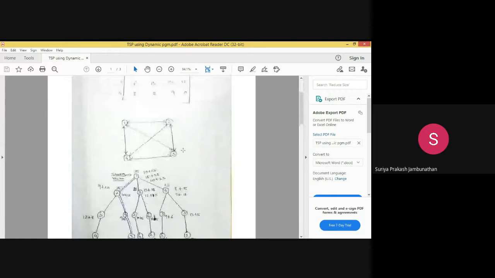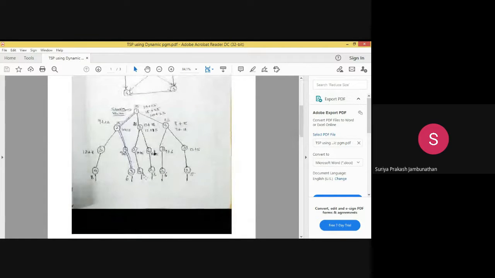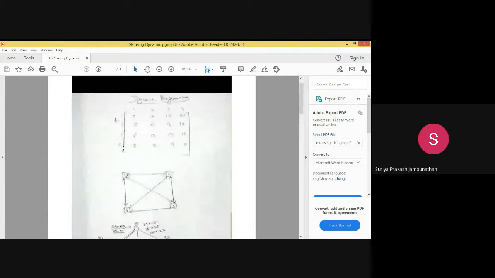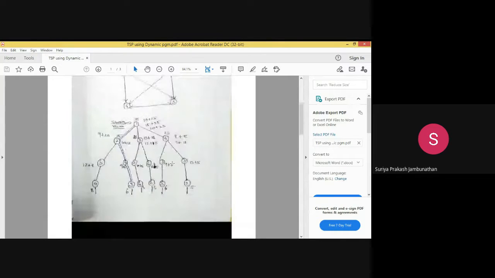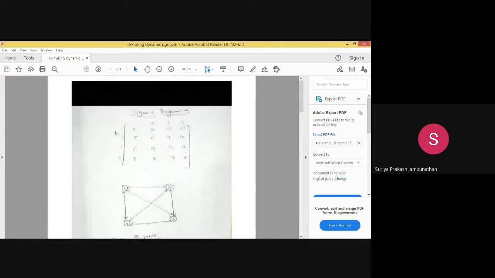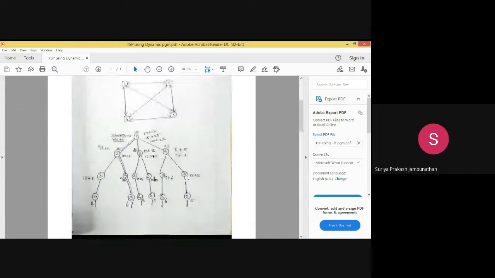So 10 plus 8. 8 is the calculation from 4 to 1 that we are adding here. 4 to 2, what is the value? 4 to 2 the value is 8. So 8 plus 5 we are doing. Then again 2 to 3. 2 to 3 the value is 9. 9 plus 6 we are putting.